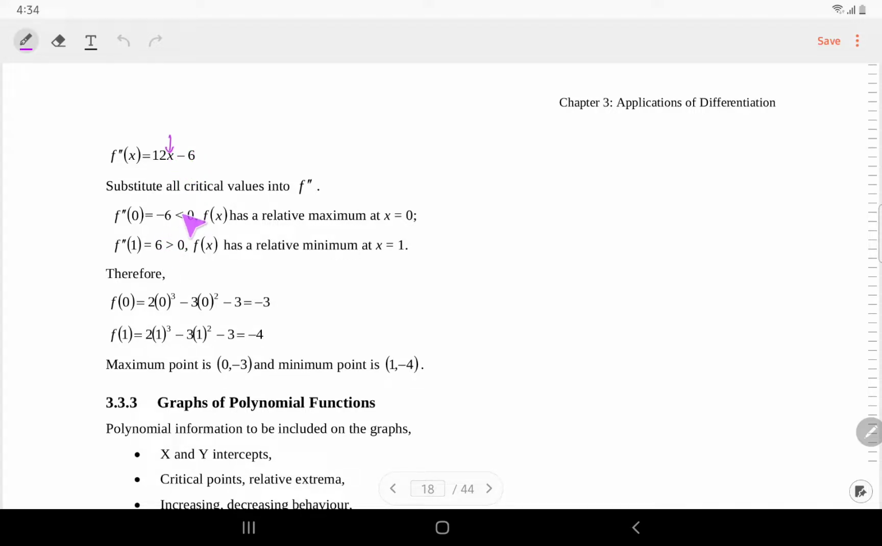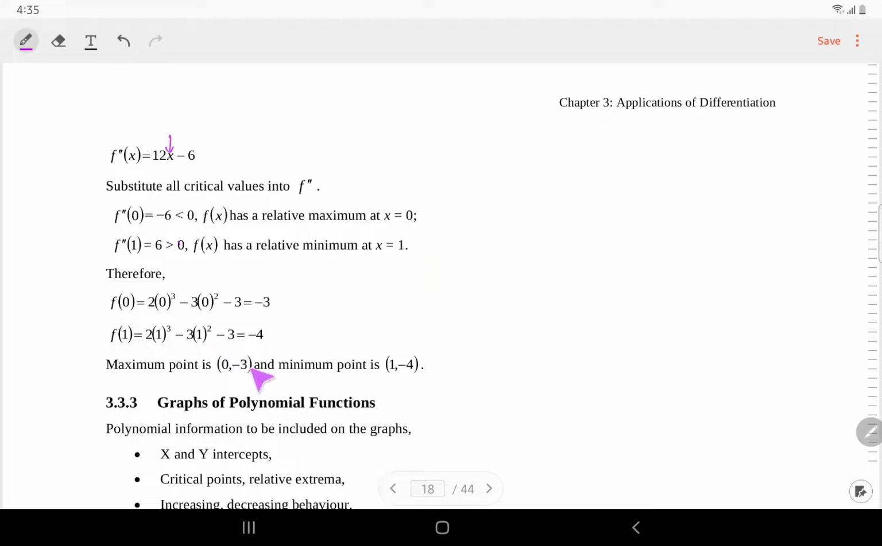So this is negative and then positive. Less than 0, more than 0. So less than 0 meaning that the function has relative maximum at x equals 0. Okay, more than 0 means that the function has relative minimum at x equal to 1. Okay, so kita dah tahu maximum dekat x equal 0, minimum dekat x equal 1.